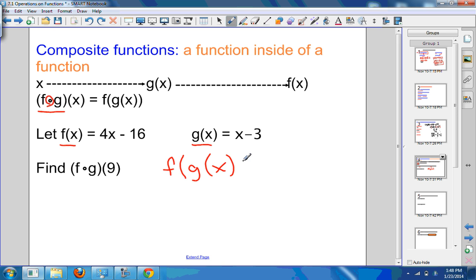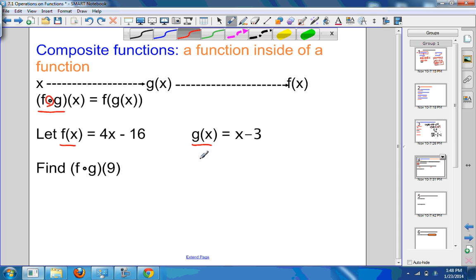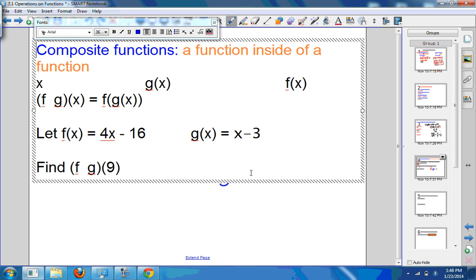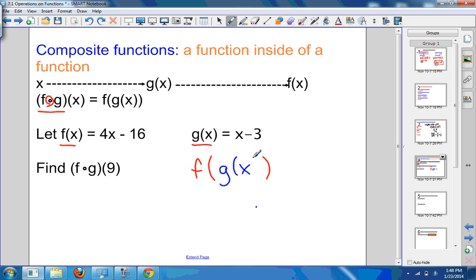Actually, let me change the colors on here. I think it'll help you out a little bit. So if I have f of g of x, I'm going to take my g of x, I'm going to figure out what that is, and I'm going to plug it into my f of x. So basically, I'm going to take this, that's my g of x, and I'm going to stick it inside of this function.